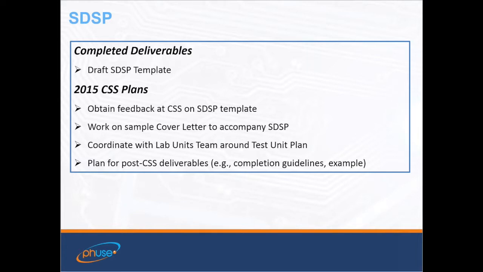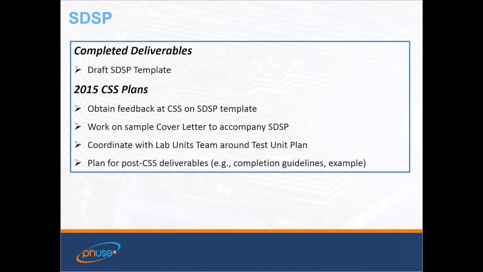And the third group is around the SDSP, so the standardization plan. So the team is working very hard, especially since the final guidance was released, in developing a draft template. And so that hopefully will be published and put on the wiki before the conference so that attendees have a chance to look at it, so that when we actually get to the 2015 CSS, we can gather some really important feedback on the template.